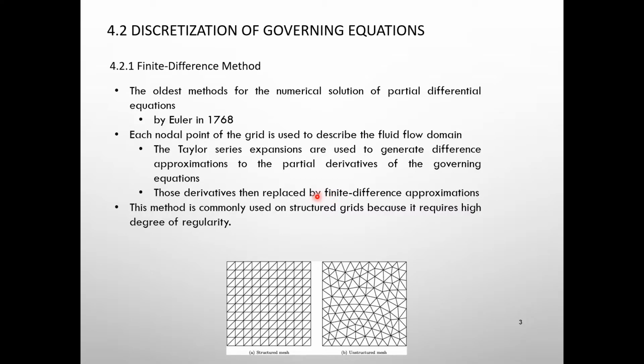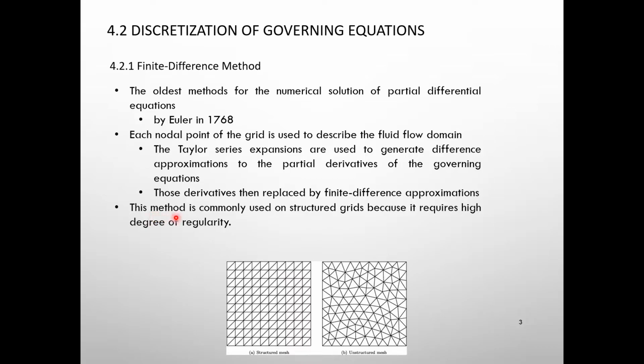What does it mean by grid point? For example, you have a mesh something like this. The grid points are these points. These are nodes, so nodal points. So this finite difference method will find all the values at each of these nodal points, or grid points as they call them, like U, V, W, and pressure. They will find them at each of these points.